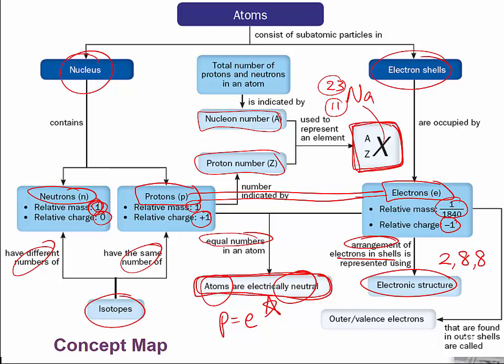And then the last thing you need to know is the outer electrons, or valence electrons. They are the electrons that are found in the outer shell, the last shell. So the valence electrons refer to the last number in the electronic structure or configuration. The last number is the number of electrons in the outer shell. That's all for this topic.